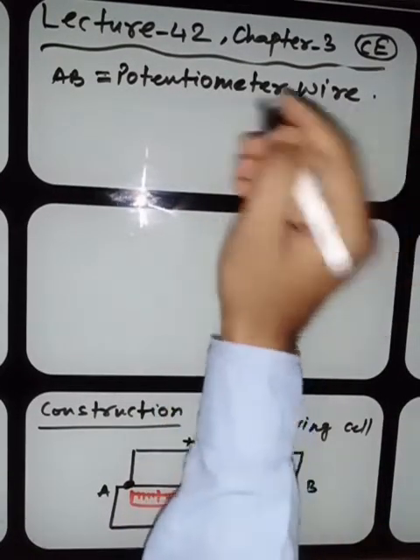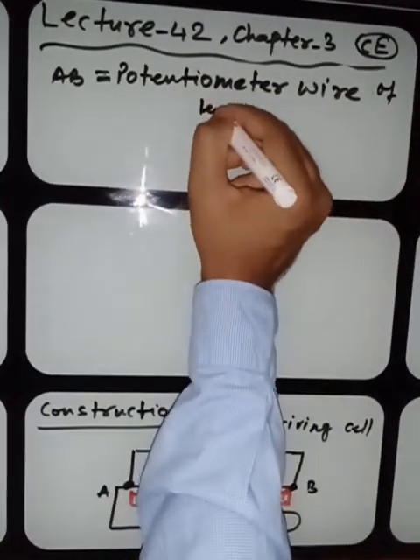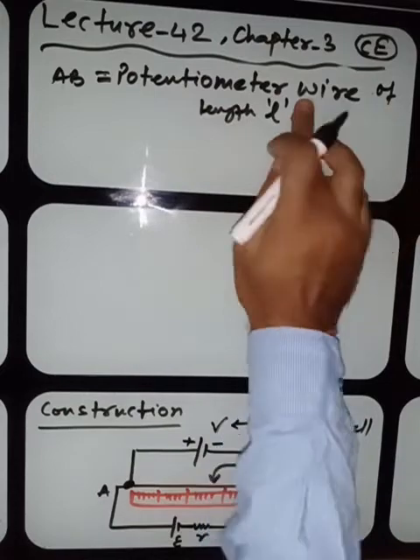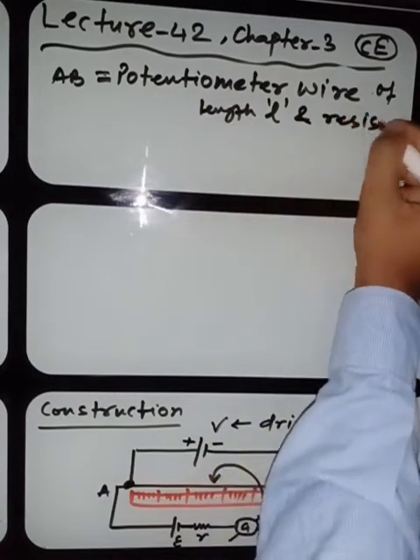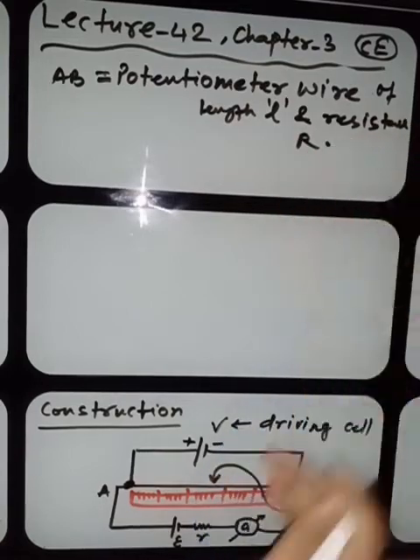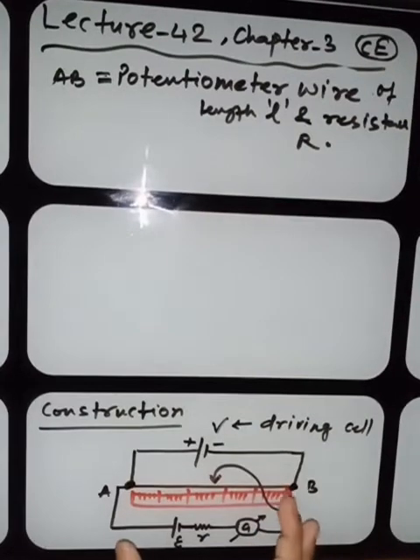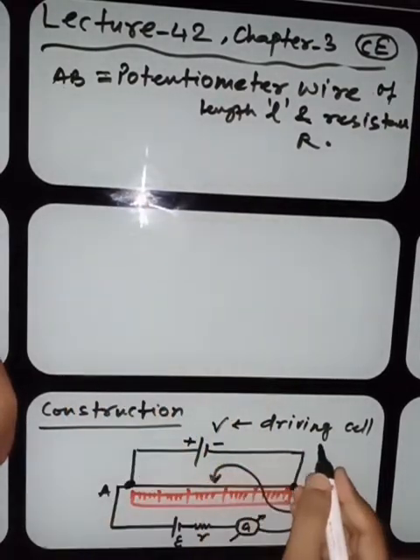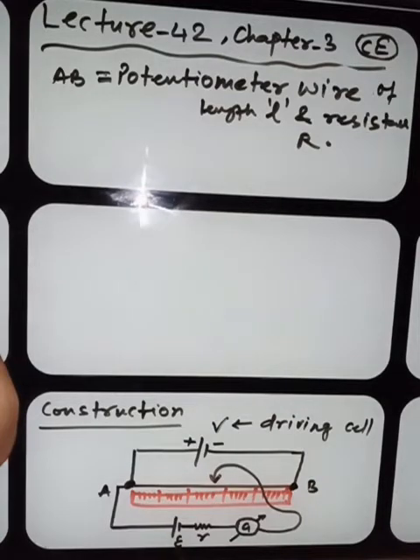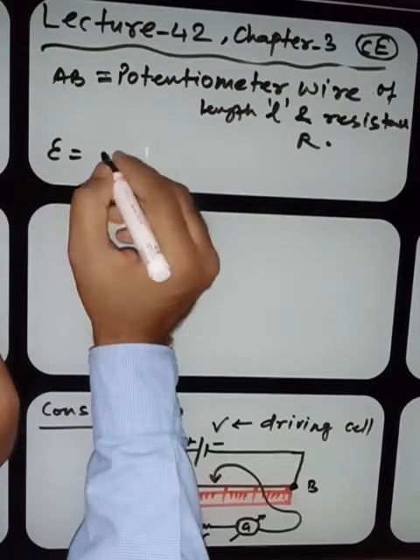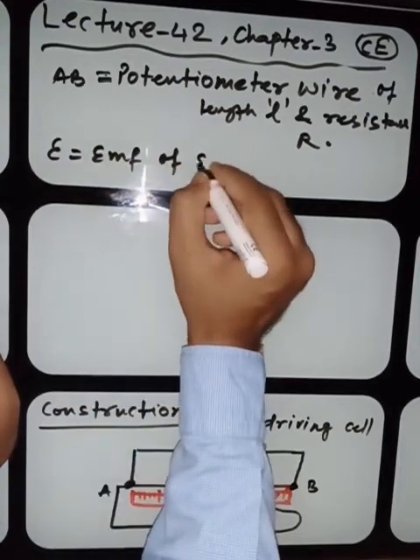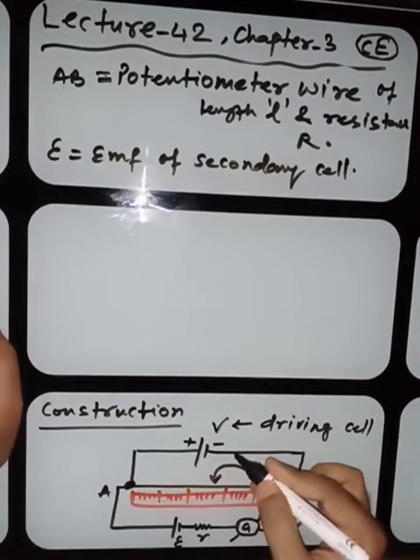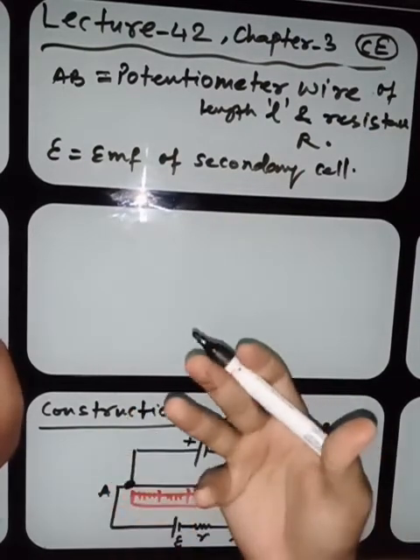Now this is the potentiometer wire AB. Its length will be given as L, and resistance R. What is this R? R is the resistance of this AB wire. Now V is the driving cell, I have written already, and this E is the EMF of the secondary cell. The primary cell as driving cell you are using might be from the battery eliminator.